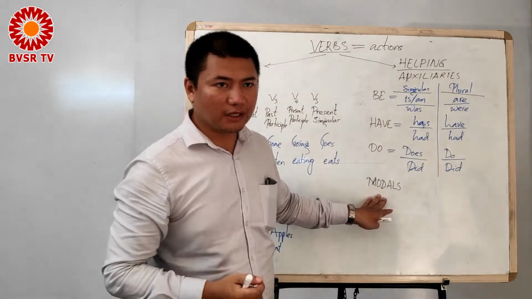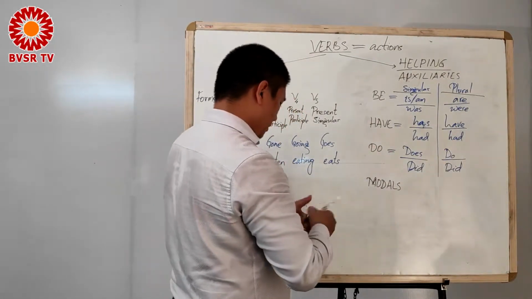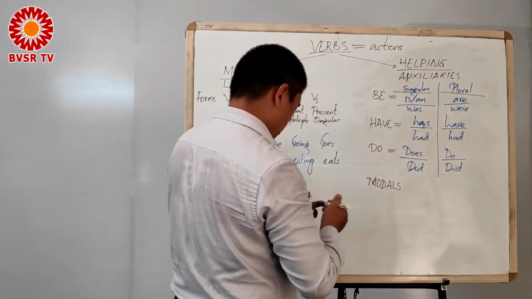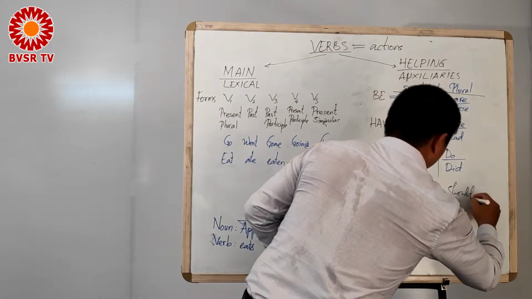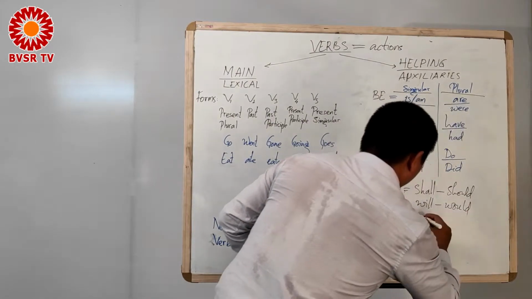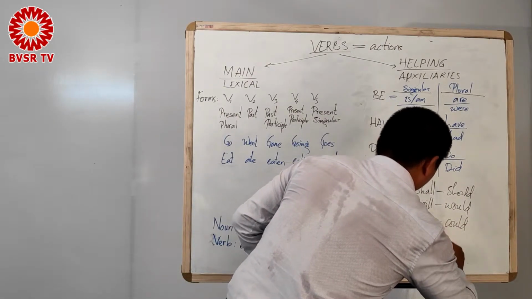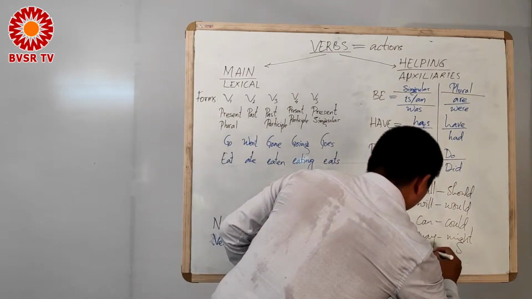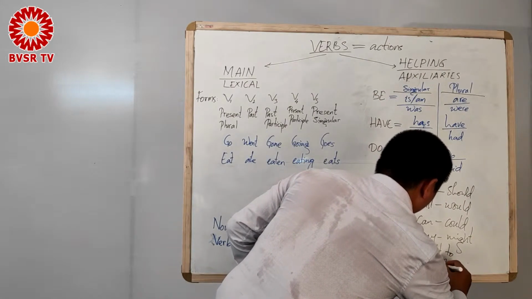Okay, now coming back to modals. In modals, I cannot say that this part is singular and this part is plural. We don't have singular or plural in modals as such. First let's start with shall and should, will, would, can, could, may, might, and ought to, dare to, and it goes on.